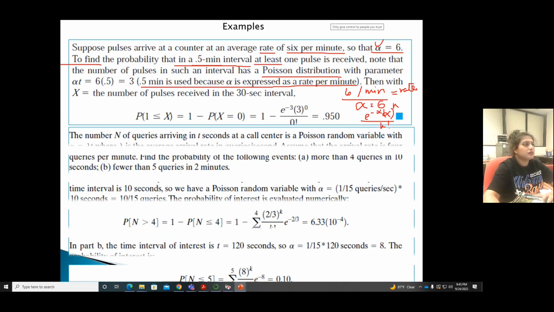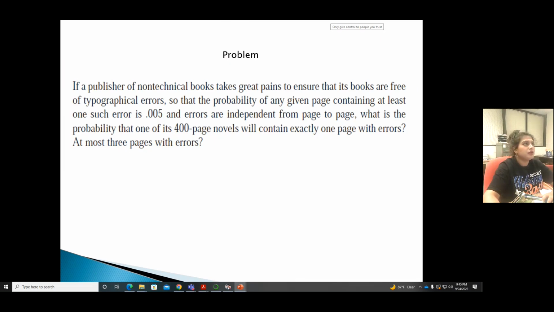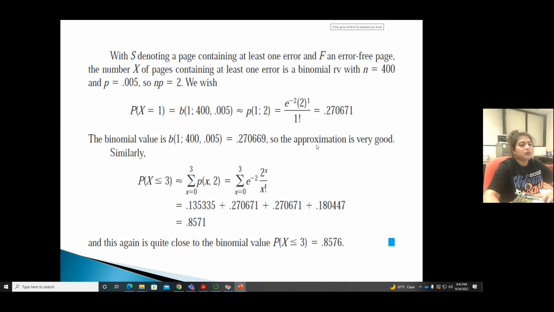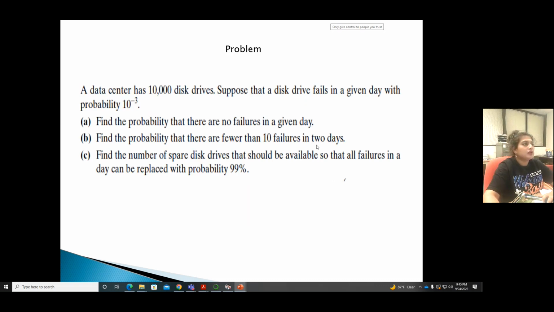So this is Poisson's. We discussed a little bit of Poisson's as well. This is not Poisson's, but you can solve this by Poisson's because the probability is very low and the n is quite high. So you can actually approximate the binomial with Poisson's. The data center, this is also Poisson's.